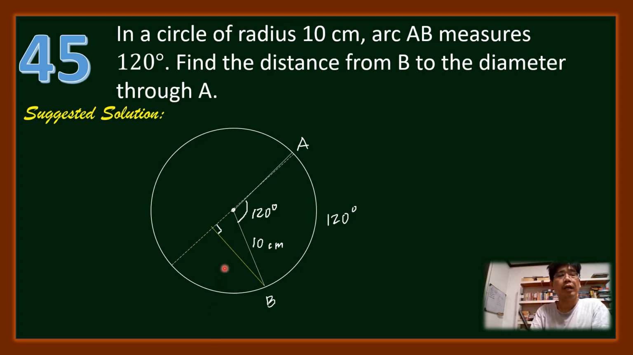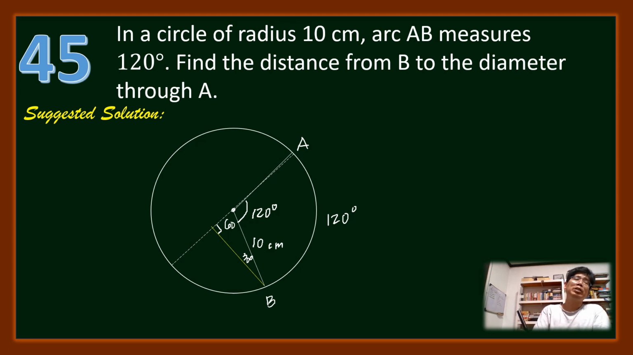Notice that we have a central angle that is 120 degrees. This is forming a linear pair with that angle of the right triangle formed by the diameter and the perpendicular distance from B to the diameter. Hence, that angle measures 60 degrees. And since this is a right triangle, the acute angle at B in this right triangle is 30 degrees.